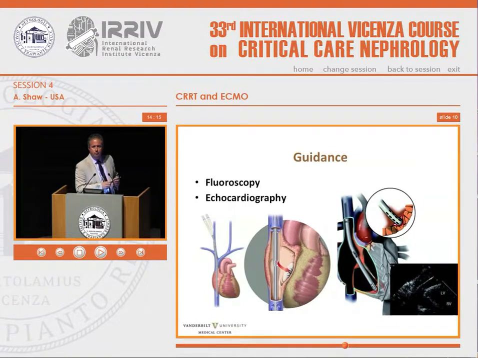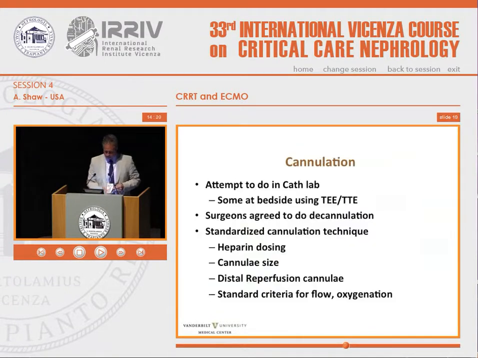And when that happens, things get very exciting very quickly. Do not do that. So we do most of this in the cath lab. Sometimes if it's really emergent and we can't get to the cath lab, we'll do it at the bedside using transesophageal echo. And our surgeons have agreed to and do take people to the operating room to decannulate when necessary.